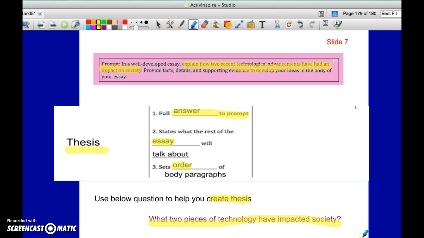So what you're going to be doing with these notes tomorrow is generating your introductory paragraph. If you have any questions about introductory paragraphs, please write them down, and we'll start class with any questions about introductory paragraphs before we go into drafting.